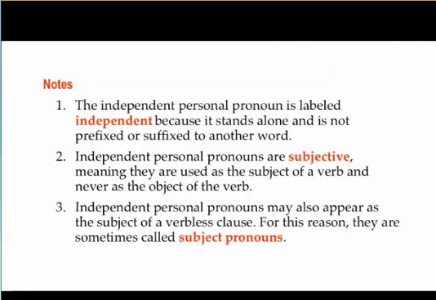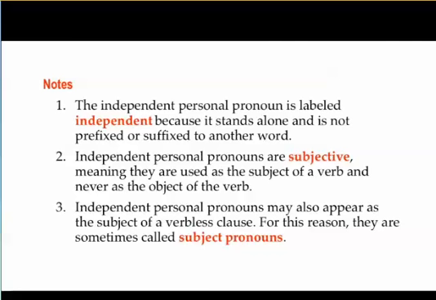Let me put it this way. These are subjective pronouns. They are not objective or possessive pronouns ever. In the next chapter, we will learn about pronouns that are objective or possessive. The pronouns that are independent personal pronouns are only subjective. They will be either the subject of a verbless clause or the subject of a verbal clause.